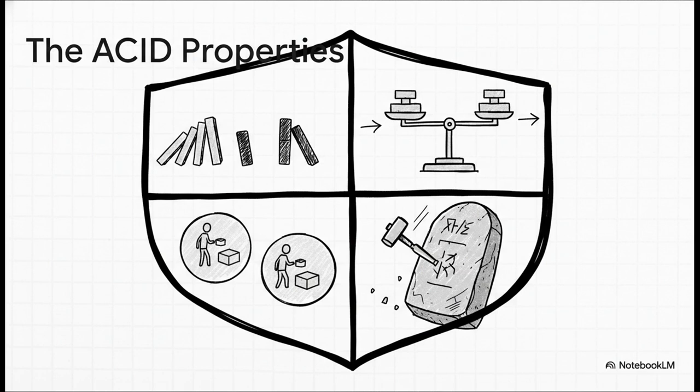We call them the ACID properties. Atomicity is that all-or-nothing rule we just talked about. Consistency makes sure the database is in a good, valid state before and after the transaction. Isolation is huge. It means that if 2 transactions are happening at once, they can't see each other's messy, halfway done work. And durability guarantees that once a transaction is finished, those changes are permanent. They'll survive even if the whole system crashes.